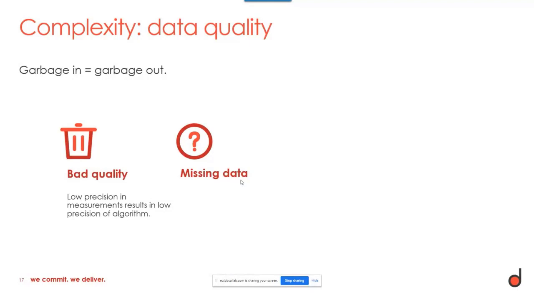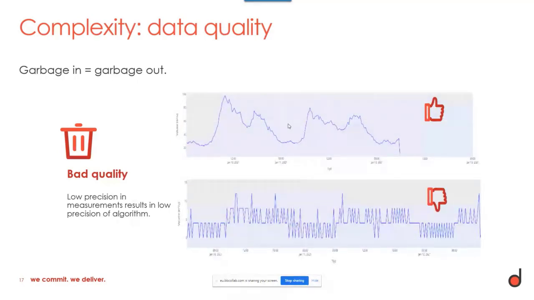Next to that, data quality is always at the center of any data science project, and it wasn't different in this case, because most of the issues we experienced with detecting leaks were due to bad data quality. For example, low precision in measurements results in low precision of the algorithm. If we look at this, you can clearly see this is a DMA with quite good precision, and it is going to be way easier to detect leaks on than here, because here you're constantly going to detect shifts as it just jumps from one unit to the other.